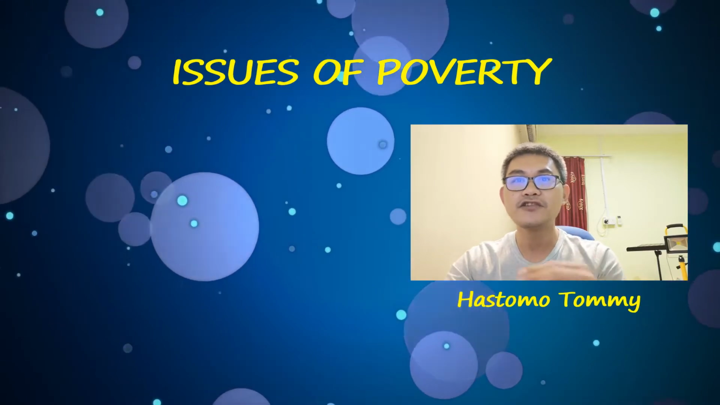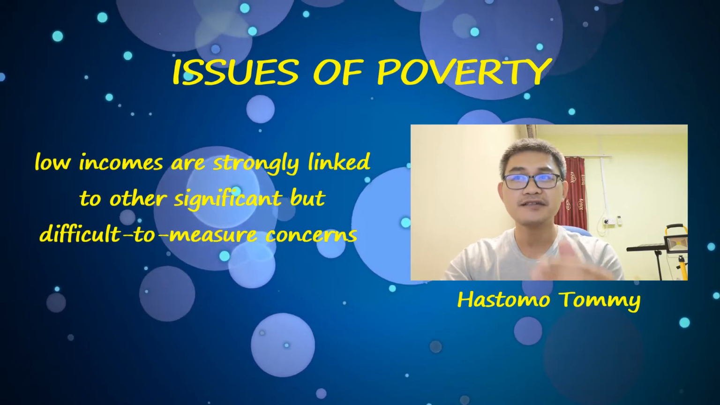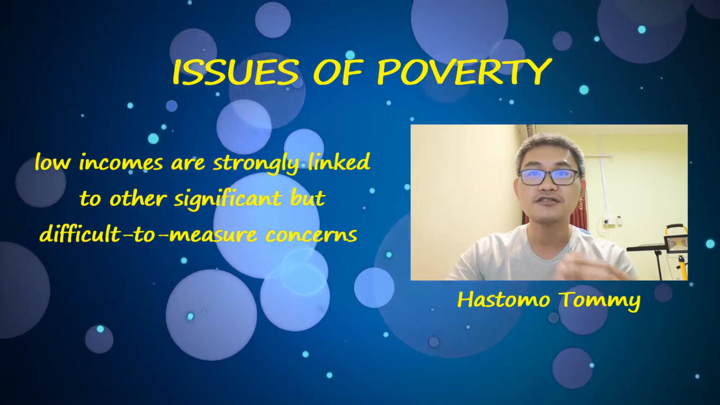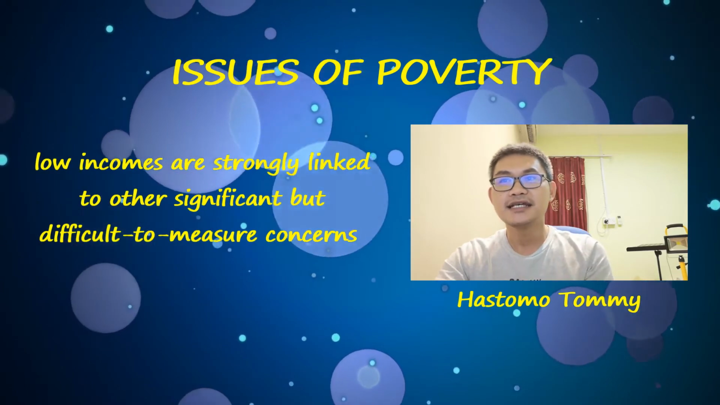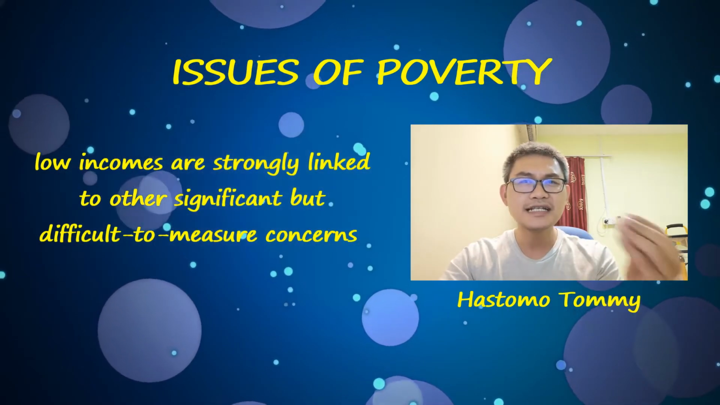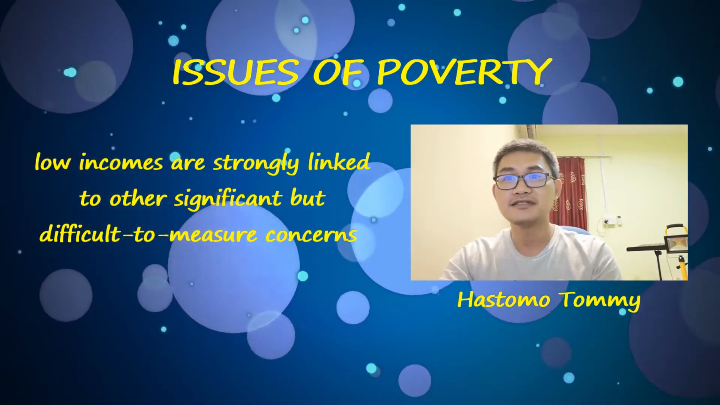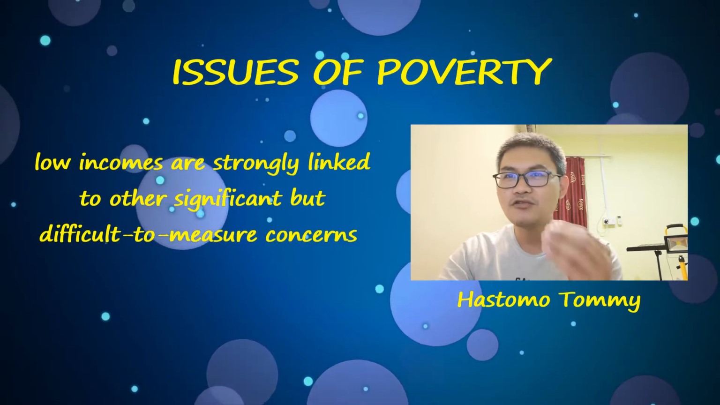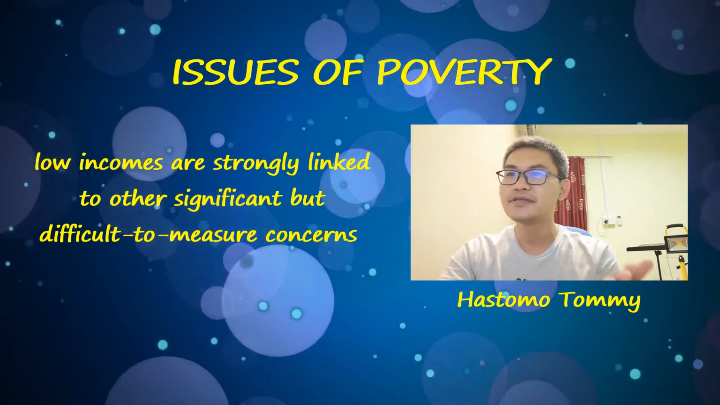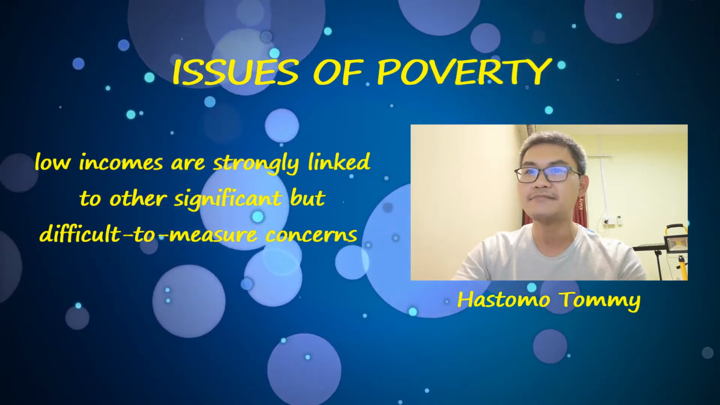One reason for focusing on money is that it is visible, measurable, and a source of immediate concern for people. Another explanation is that low incomes are strongly linked to other significant but difficult to measure concerns. Those in poor health and with the lowest social status, for example, are more likely to come from the lowest income bracket.